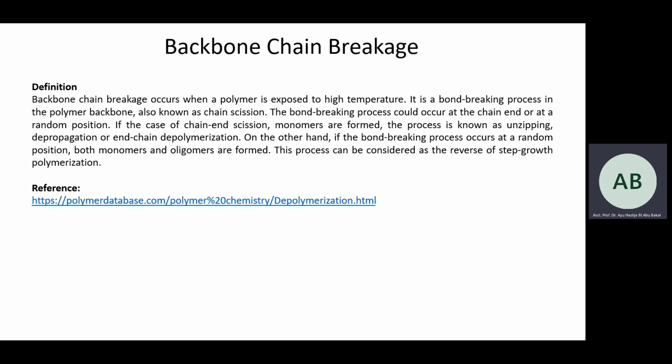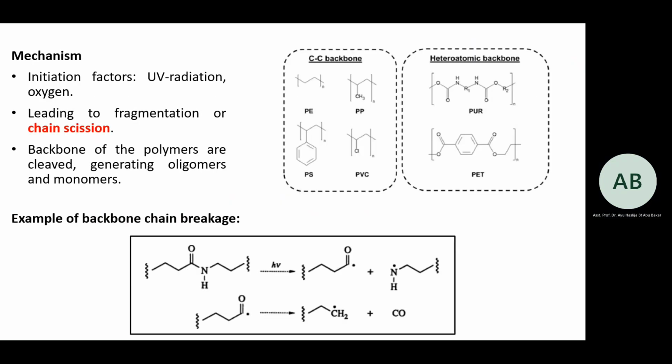Transition. Okay. It could occur at the chain end or at a random position. If it occurs at the chain end, then monomer will be formed. And the process can be known as unzipping, depropagation, or enzyme depolymerization. On the other hand, if the bond breaking process occurs at a random position, then monomer or polymer will be formed.